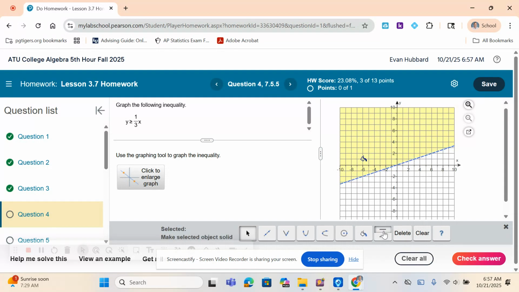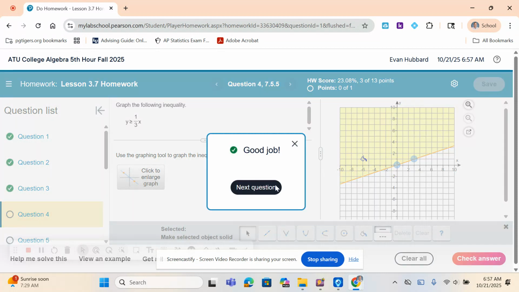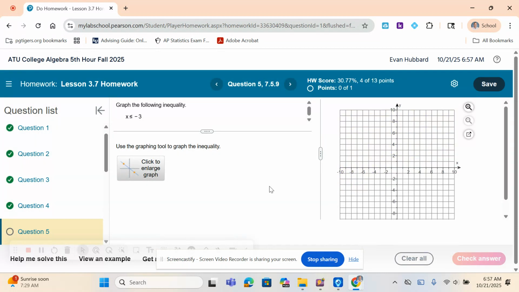Let me edit line tool. I apologize about that. I was just being careless. Jeez, that's embarrassing.